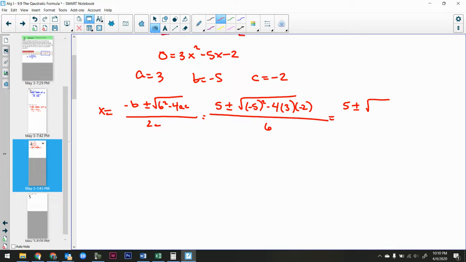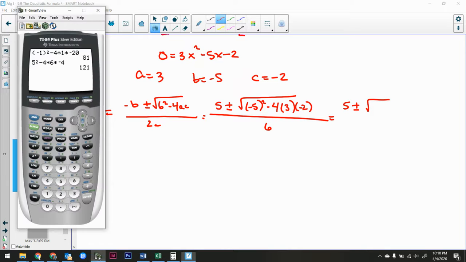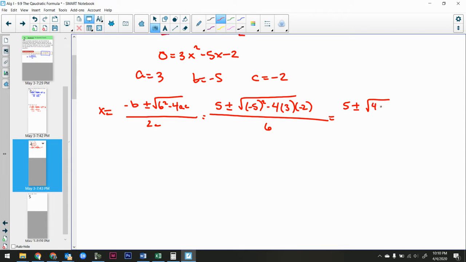So 5 plus or minus. Now I'm going to go in here and figure out what this is underneath my radical. So we do parentheses, negative 5 squared minus 4 times 3 times negative 2, which gives me 49. So that's all divided by 6. Square root of 49 is 7.